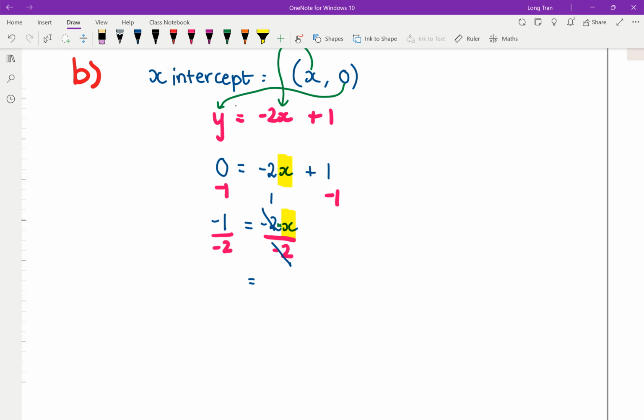So that's 1, and then that becomes now 1x. So that's my 1x is equal to half. What happens to the negatives? Double negatives is positive.